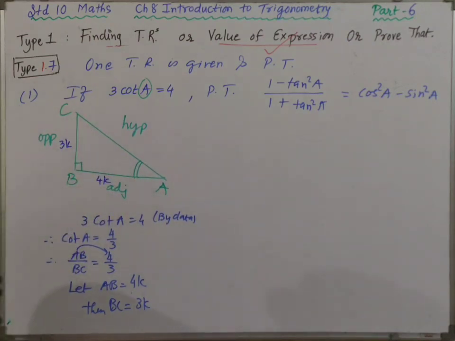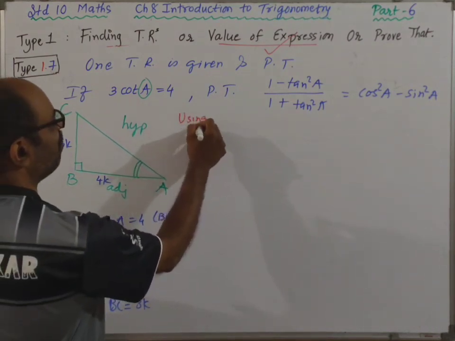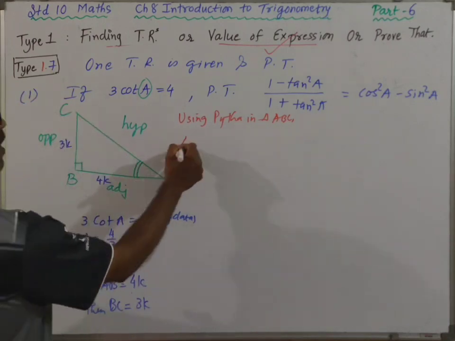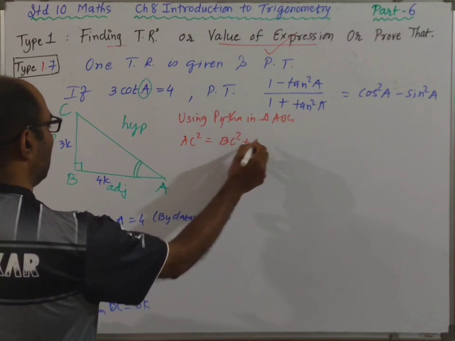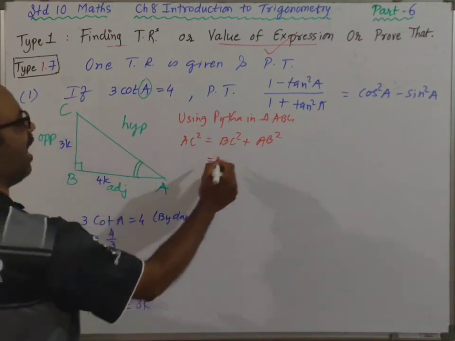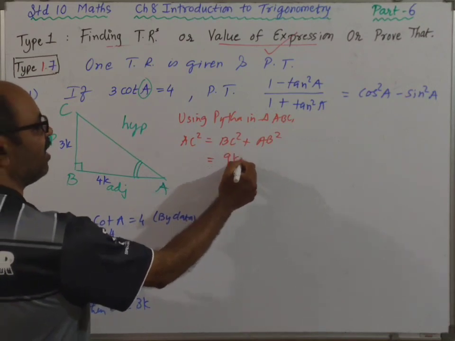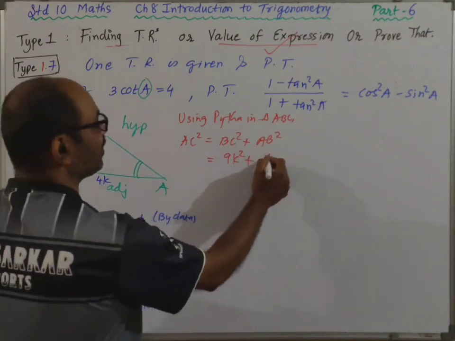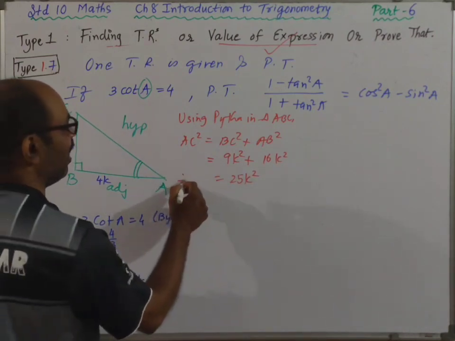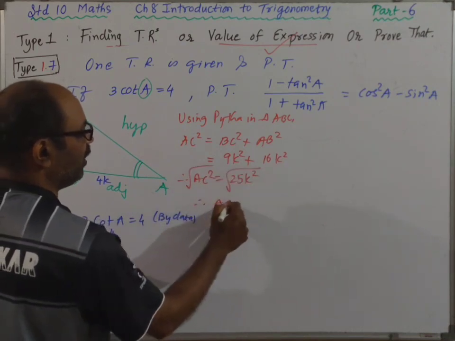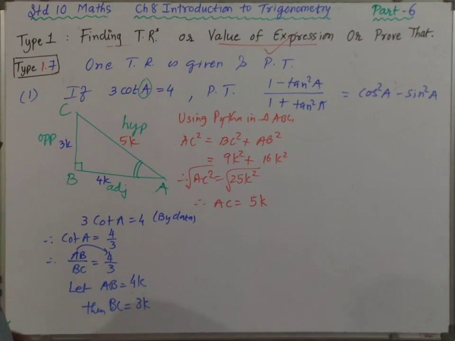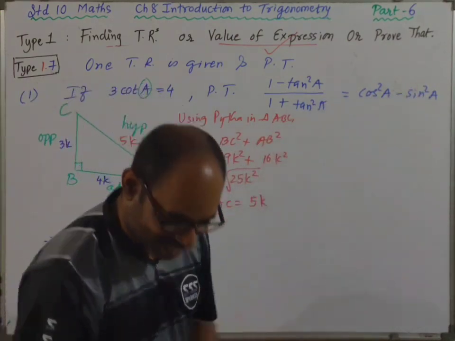So now you need to find AC. We'll use Pythagoras in triangle ABC. AC square is equal to BC square plus AB square. Now AC we do not know, so AC square is equal to BC square, which is 3K whole square, 9K square, plus square of 4K, 16K square. That gives me 25K square. Therefore, taking square root, AC is equal to the square root of 25, which is 5, and square root of K square is K. So this is 5K. Now you need tan A, cos A and sin A.